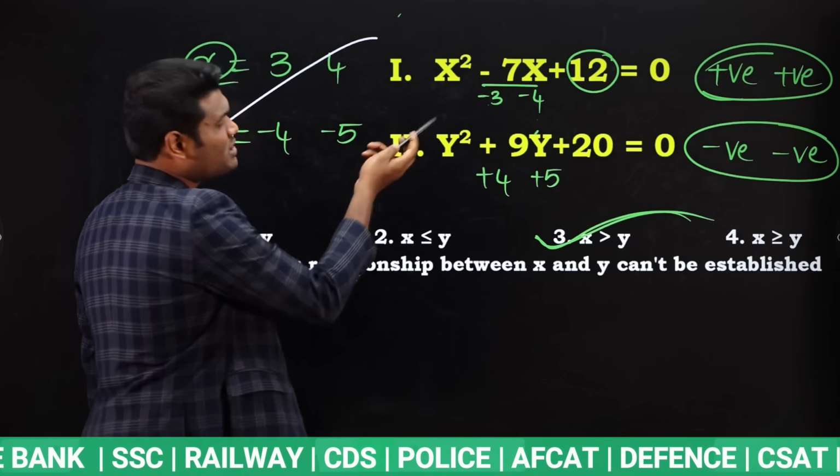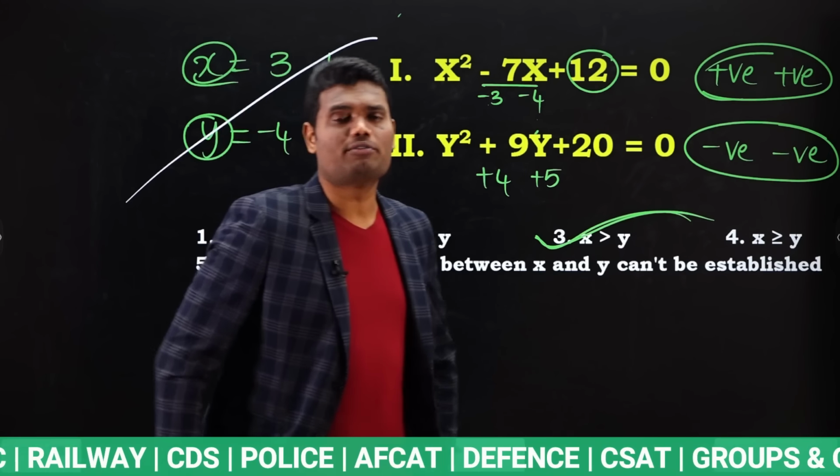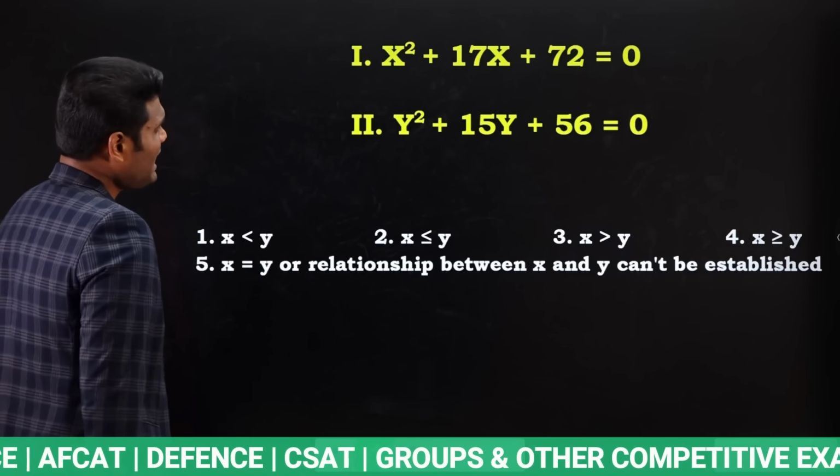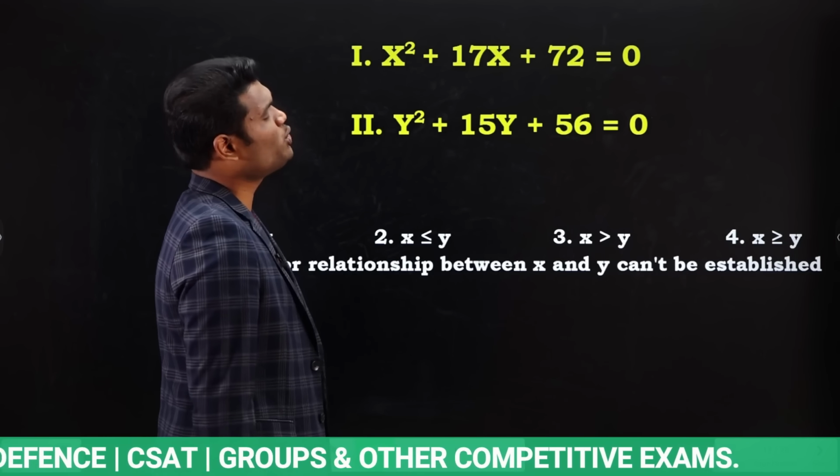So whenever you have questions in this format, then you need not solve in examination. Directly you can mark the answer. Is that clear? Next. X square plus 17x plus 72 equal to 0.